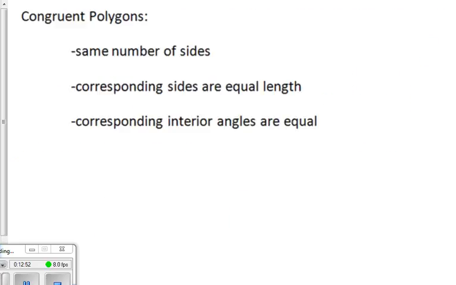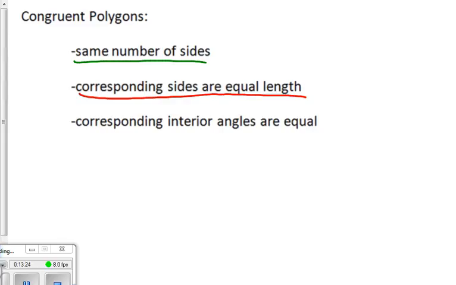Now we're going to go on to congruent polygons. Okay, so again, what this is saying is all of these figures or all of these shapes, we would say that this one is congruent to that if they have these things in common. They have to have the same number of sides. Obviously, you can't say a square is the same as a triangle. Okay, it can never happen because they don't have the same number of sides. Okay, the corresponding sides are equal in length.